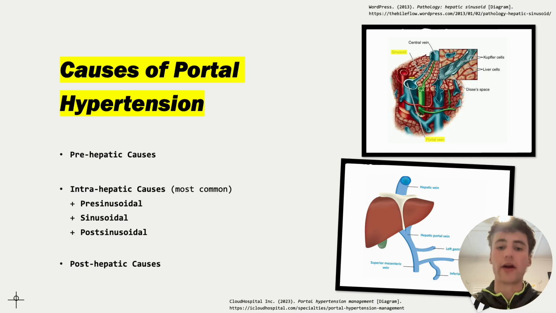And then the final category is post-hepatic causes. These occur after the blood leaves the liver. An example of this is hepatic vein thrombosis, right-sided heart failure, and constrictive pericarditis, all of which impede hepatic venous outflow.